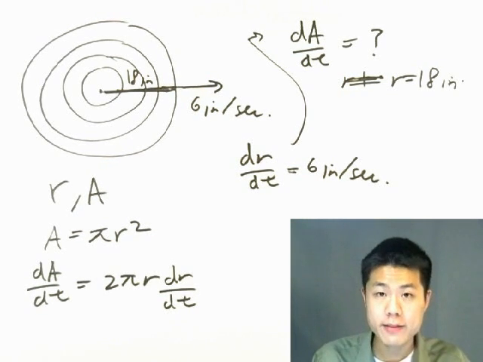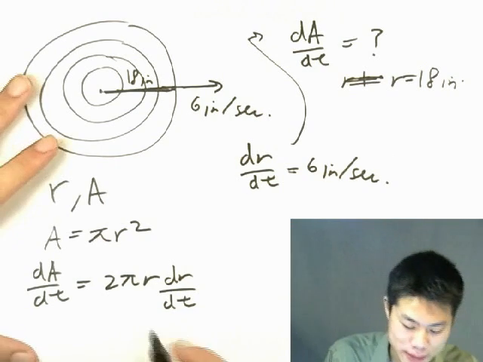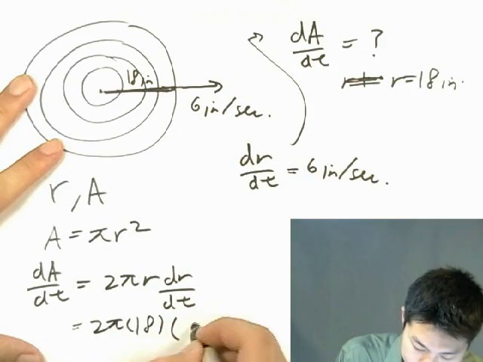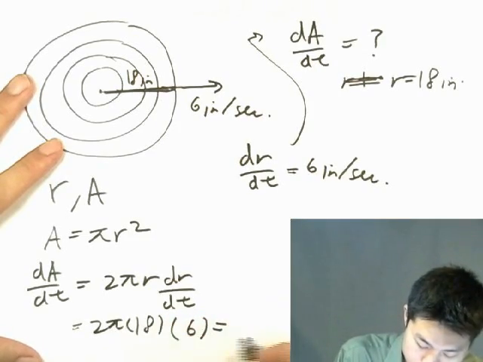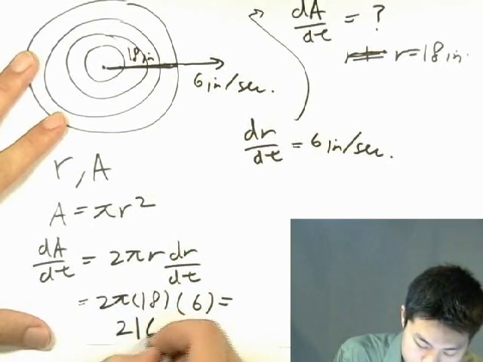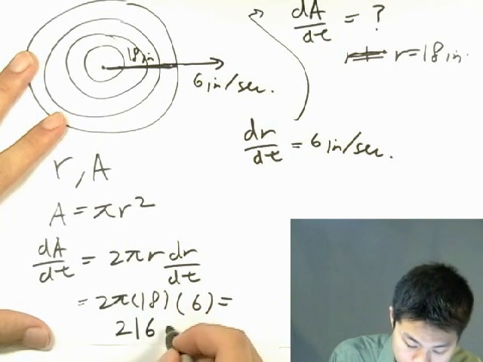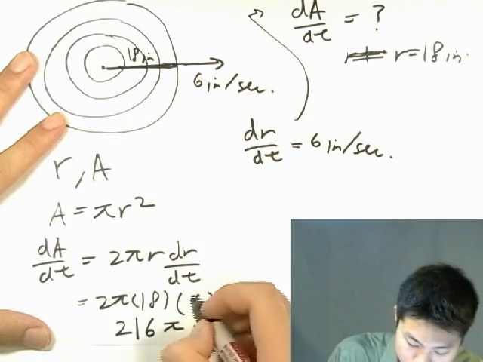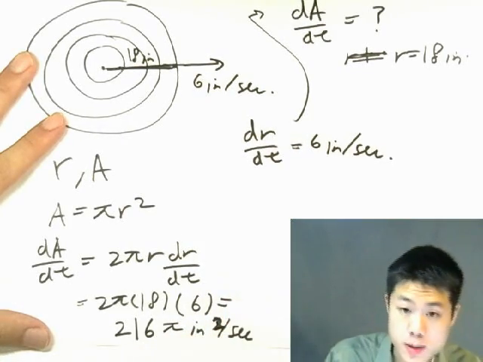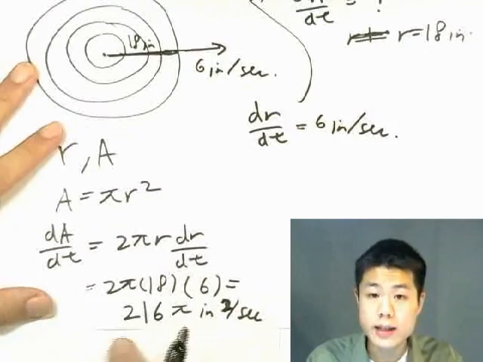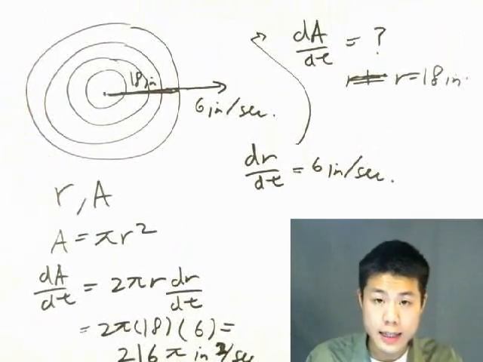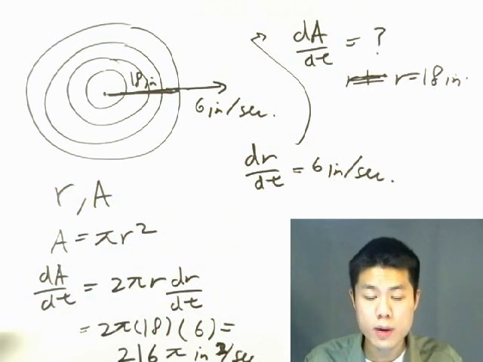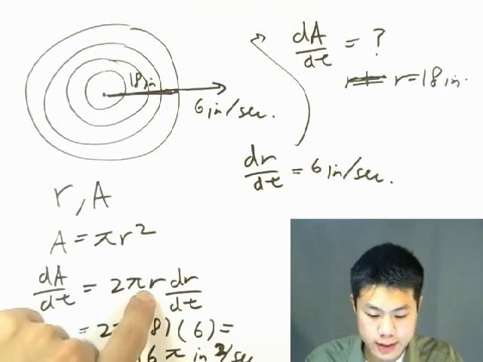We have the equation here, so why don't we just plug it in and see what happens. 2 pi r, where r is 18, and dr over dt is 6. And that's going to give us 216 pi cubic inches per second. Square inches. Square inches per second. So 216 pi square inches per second. And that's the rate at which the area changes only when the radius is 18 inches.